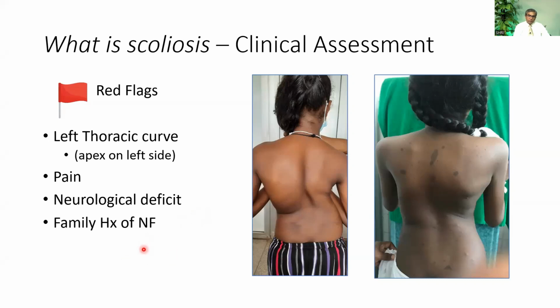Then we often come across neurofibromatosis patients, and we need to think of family history of neurofibromatosis, or, as you can see in this girl, there are multiple café-au-lait spots. So features of neurofibromatosis, those things we need to see in our clinical assessment.